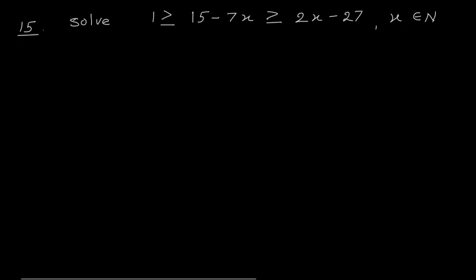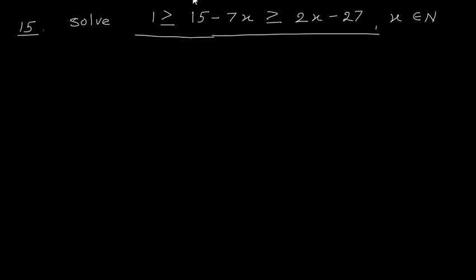Now problem number 15 is: solve 1 is greater than or equal to 15 minus 7x, which is greater than or equal to 2x minus 27. Now in this problem, again this is quite similar to the previous problem, but I cannot solve this as we have done in the previous problem, because now variables are at two places, not at one place. So if I subtract 2x from each side, this 1 will become 1 minus 2x, and then it is very difficult for me to bring all x together. So what we do, we divide this problem into small problems.